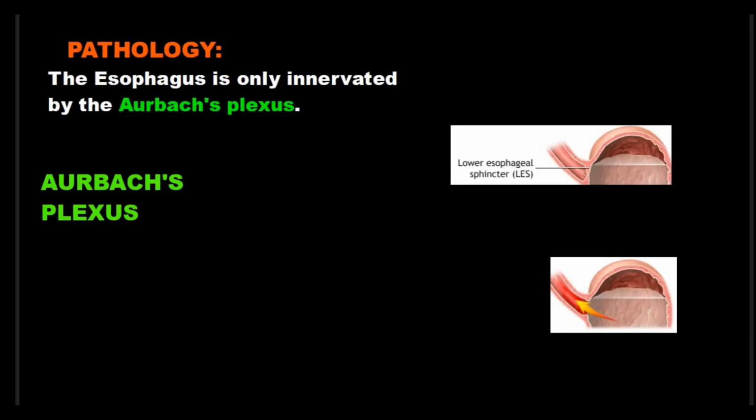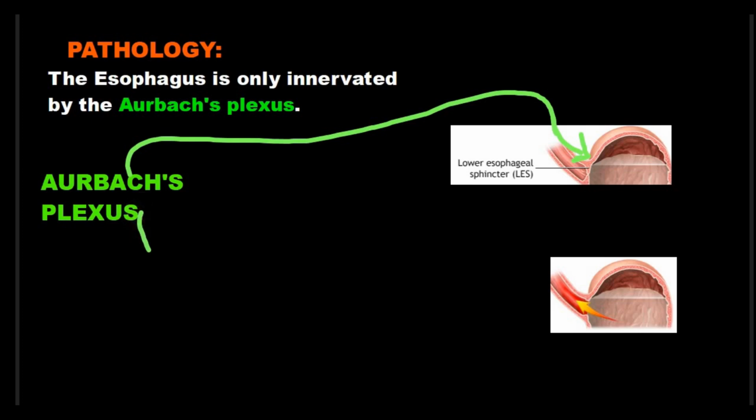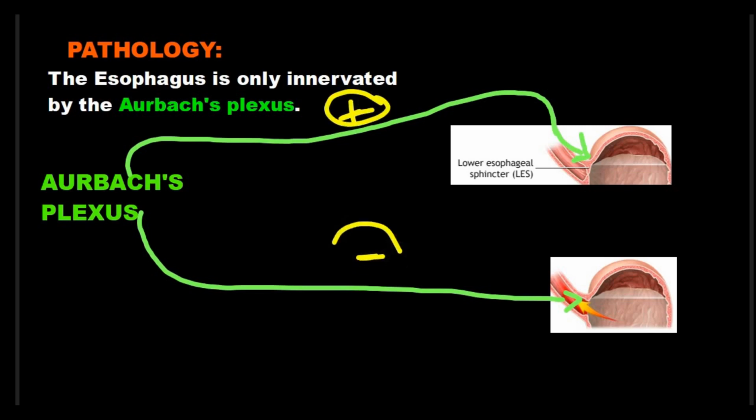Now let's talk about pathology. We know that the esophagus is innervated by only the Auerbach's plexus, unlike the stomach, which is innervated by both Auerbach's and Meissner's plexus. Now the Auerbach's plexus has two sets of neurons. One is the stimulatory neuron, which causes closure of the lower esophageal sphincter, and the other is the inhibitory neuron, which causes relaxation of the lower esophageal sphincter. So this is the stimulatory and this is the inhibitory.